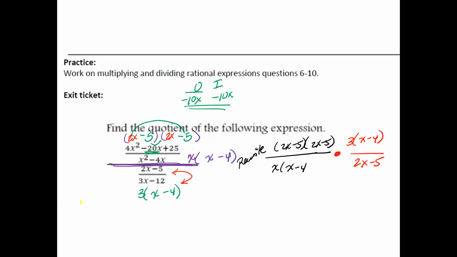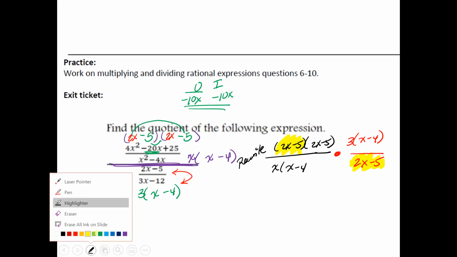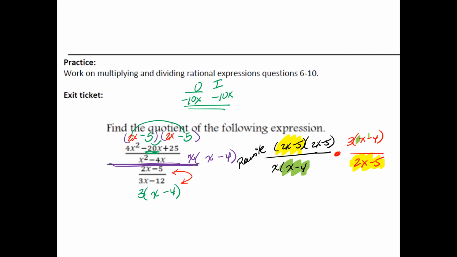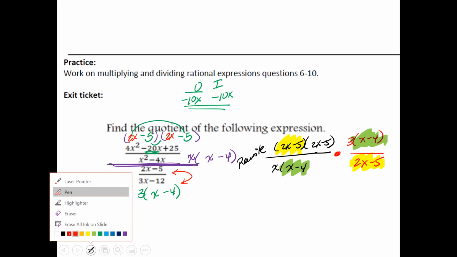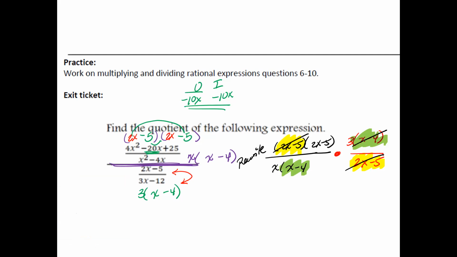Then comes the fun part where you get to highlight common numbers top and bottom, so you can cancel them. And so as I look at the yellow and green highlights, I can cancel this part, x minus 4, and I'm just left with 2x minus 5 on top over x in the denominator. And that is my answer for this one here.